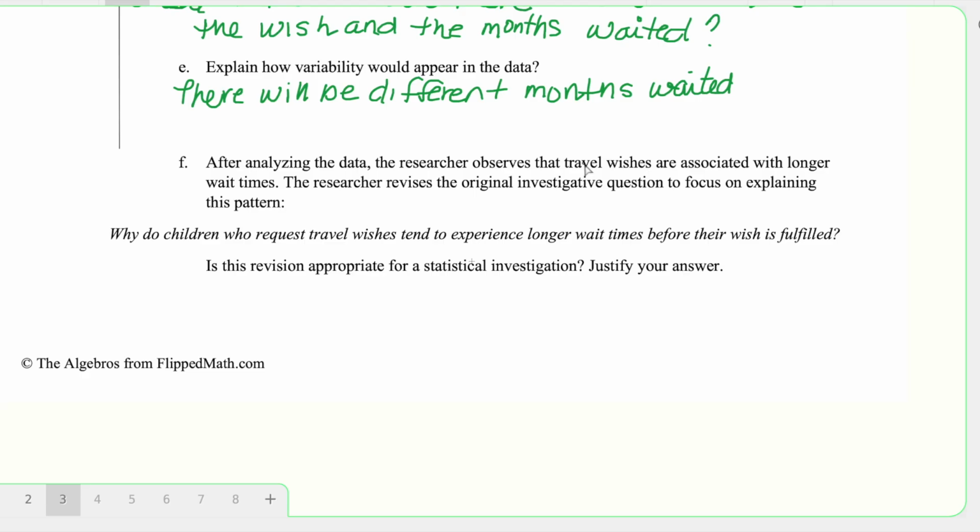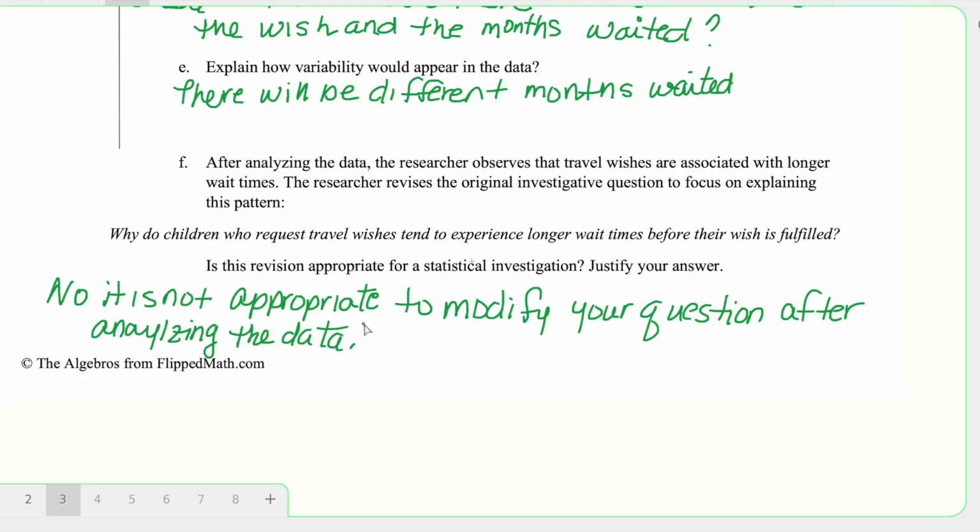Is this revision appropriate for statistical investigation? What do you think? So this is what I have. No, it is not appropriate to modify your question after analyzing the data.